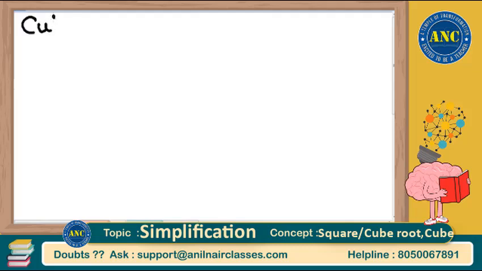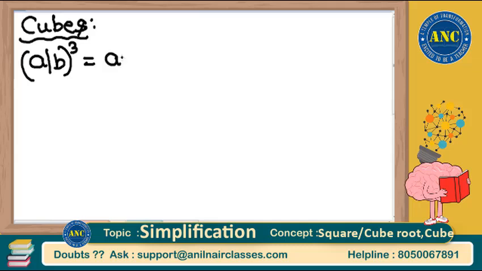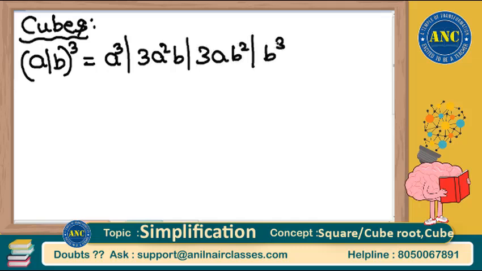Next, how to find the cube of a number. How to find the cube of a number. To find the square of a number, we discussed a plus b whole square. To find the cube of a number, we will use a plus b whole cube. A plus b whole cube, do not change the order. It is a cube, 3a square b, 3ab square and then b cube. Now listen to this very carefully, sir.